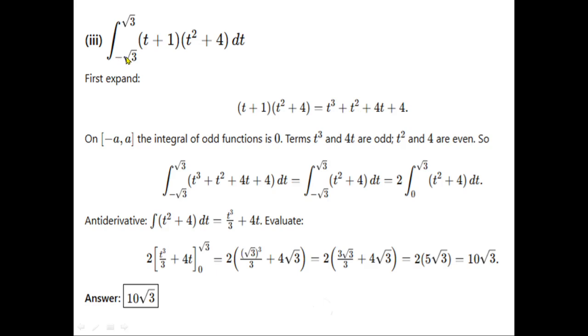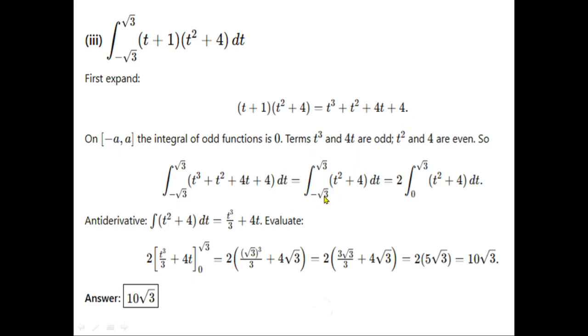Here the limits are minus root 3 to root 3, that is of the form minus a to a. The integral of odd functions is 0. The terms t cube and 4t are the odd terms, so they become 0 when we apply the same limits, root 3 and minus root 3. The remaining terms are t square plus 4.